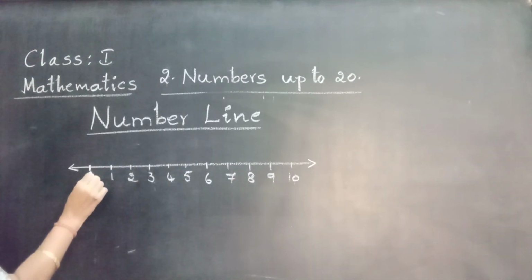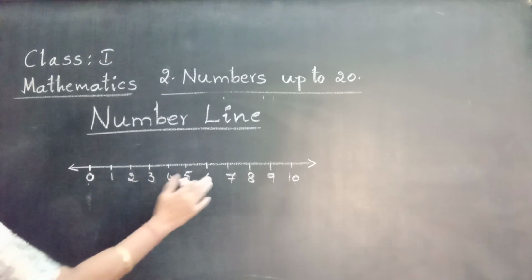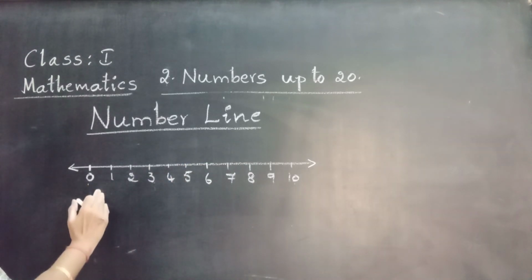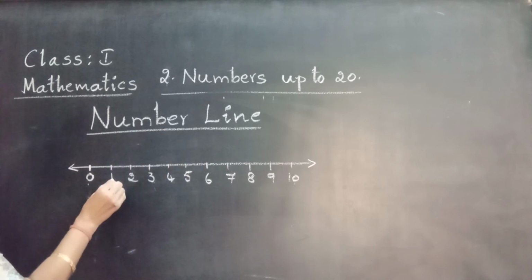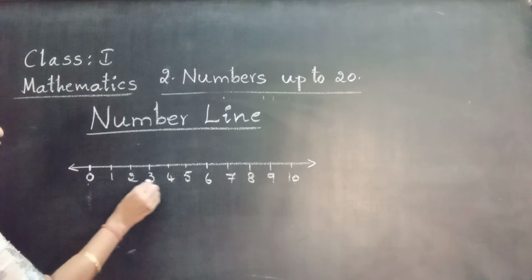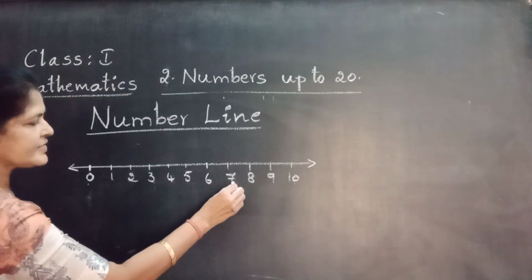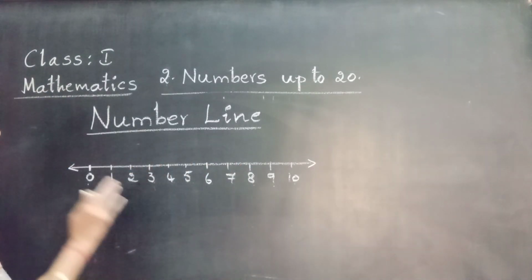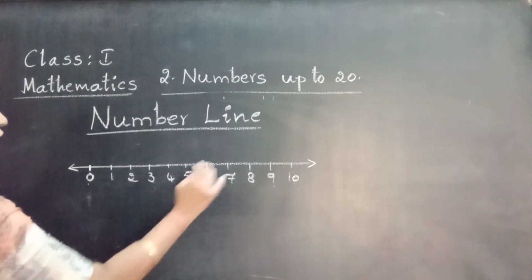Number line starts with the smallest number 0. A line on which numbers are given in order. Each number increases by 1 to the right side. See, 0, 1, 2, 3, 4, 5, 6, 7, 8, 9, 10. This is the number line from 0 to 10. We write the numbers in order.